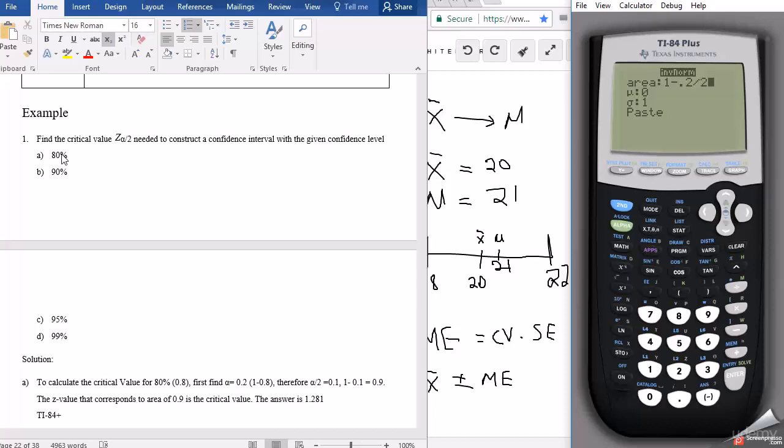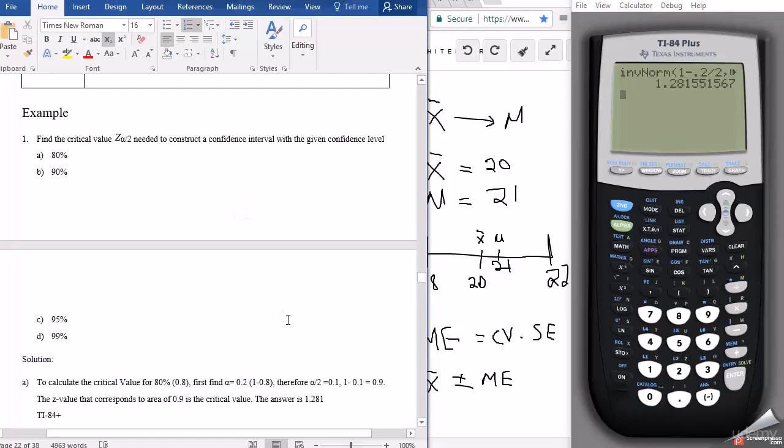Okay, because if you do alpha, that's 20%, 0.2 divided by 2, that's 0.1, and subtract it from 1, that's 0.90. So you can put 0.90 here, or you just can do this. The mean is 0 and the standard deviation is 1, so we can paste and enter. So we have a critical value of 1.281.